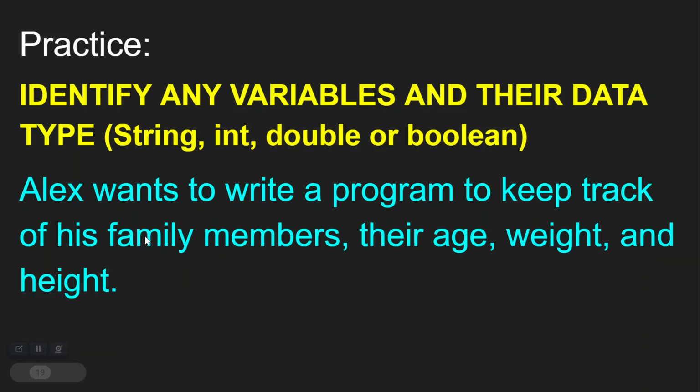So family members, you'd want to keep track of their names. That would be string. You would need a bunch of strings to hold the family members' names. Age would probably be an integer. And then weight and height, depending on how you measured it, would be either an integer or maybe a double. Again, it depends on how you're measuring and how you're recording it. But if you are going to be using anything with decimals, then obviously you would want doubles. If you're sticking with whole numbers, then you would go with ints.